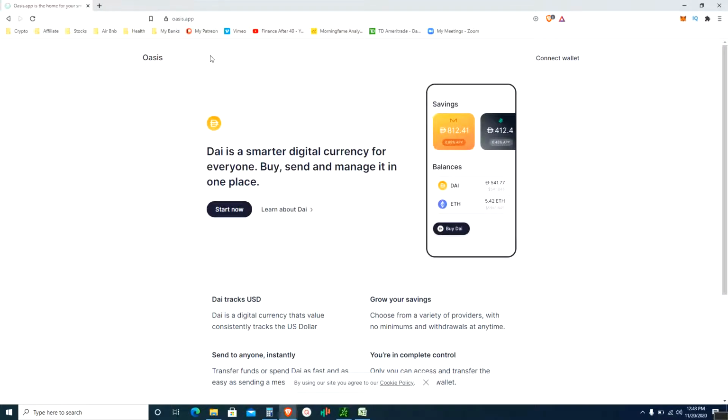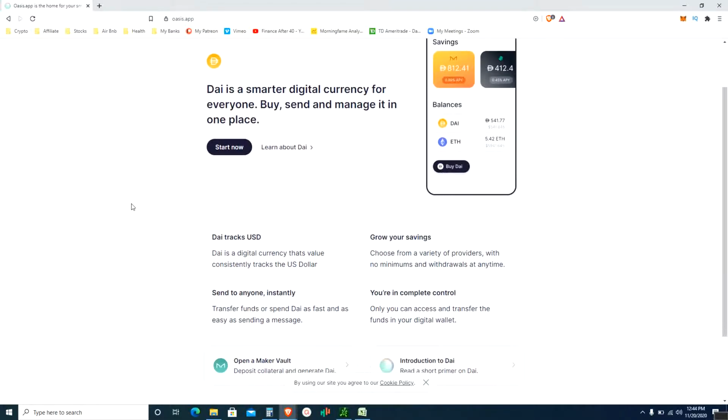The next step, we are at oasis.app. It's a new interface. They had a different interface before. First option is savings. I don't care about that. I mean, I care about it, but I'm not gonna save my DAI and get passive income. At least not today. That's not why we are here.